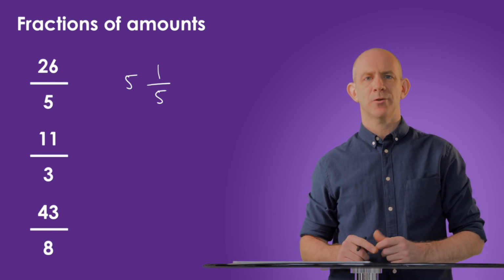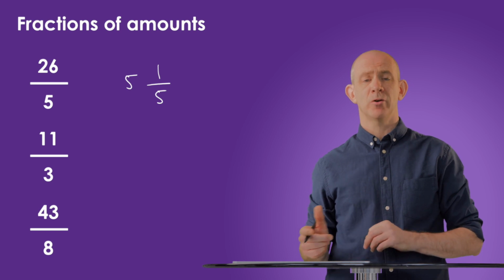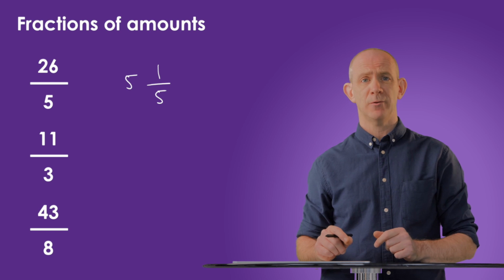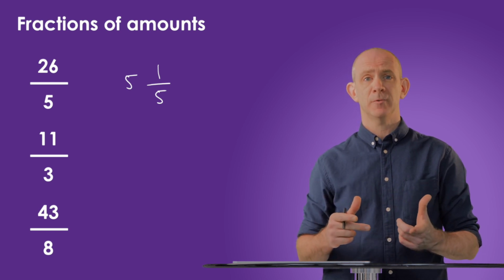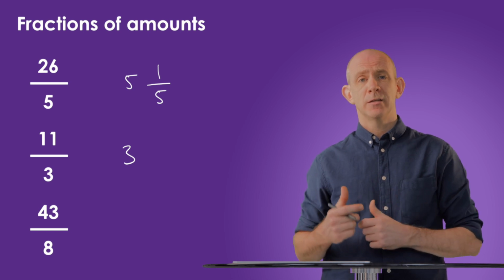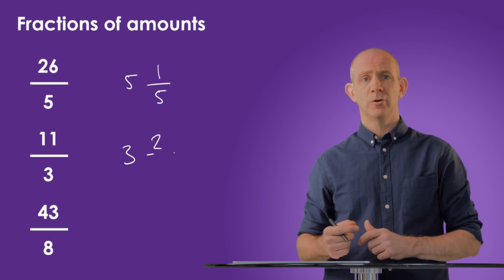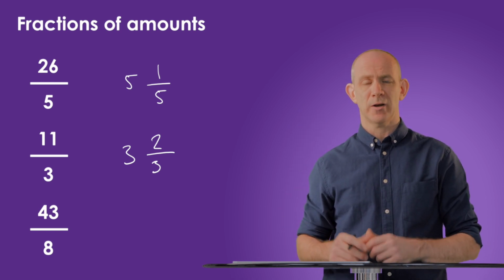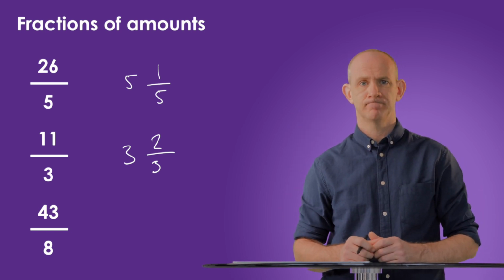Next, we have 11 over 3. How many times will the denominator go into the numerator? So how many times will 3 go into 11? Well, 3 times 3 will give us 9. So 3 is the whole number that's outside of the fraction. 11 take away 9 would give us 2, which we put over the top as the numerator, and 3 as the denominator, as it was in the original fraction.